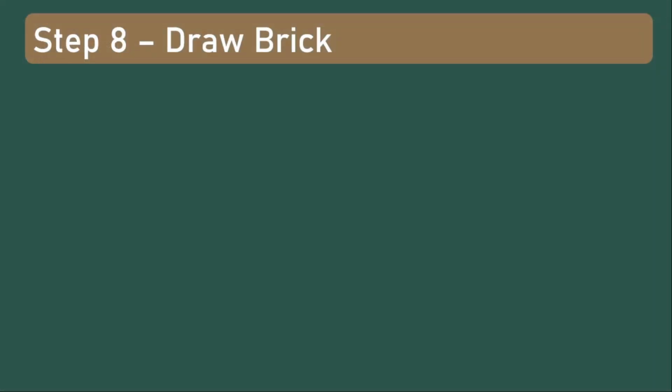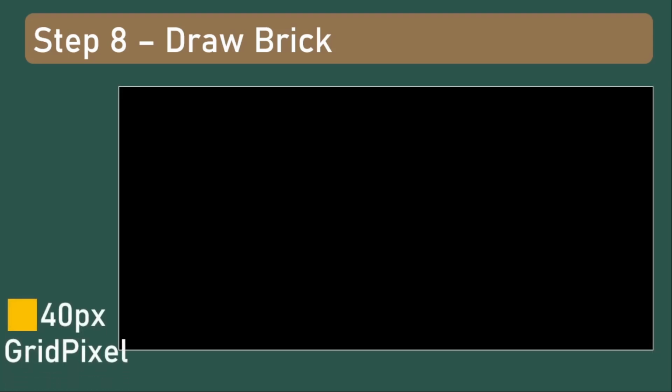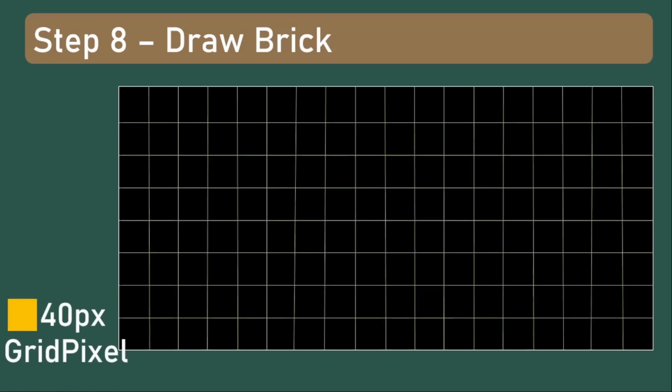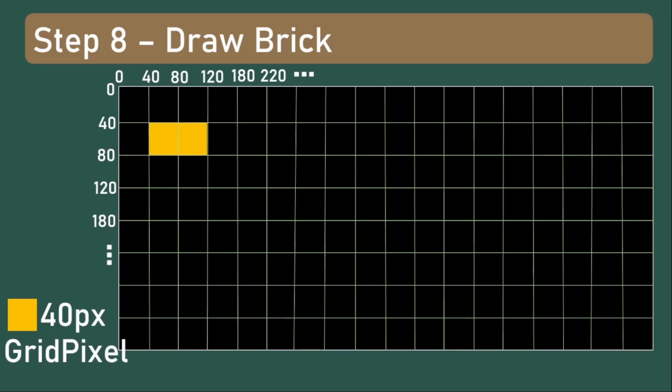For step 8, we're going to draw the bricks on the screen. Remember, our window is broken down into grid pixels, and each grid pixel starts at an X position and also a Y position. And we draw a brick using 2 grid pixels. Each grid pixel has a width of 40 and a height of 40, but for the brick to be made up of 2 grid pixels, therefore, each brick will have a height of 40 and a width of 80.